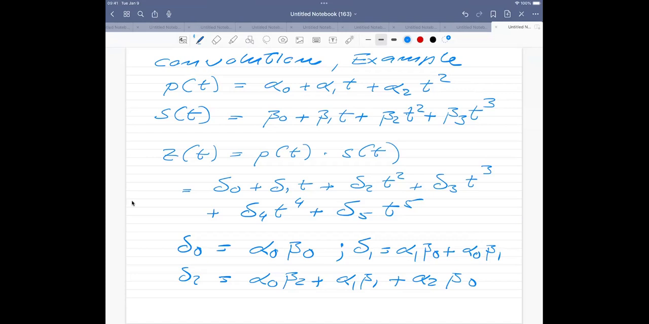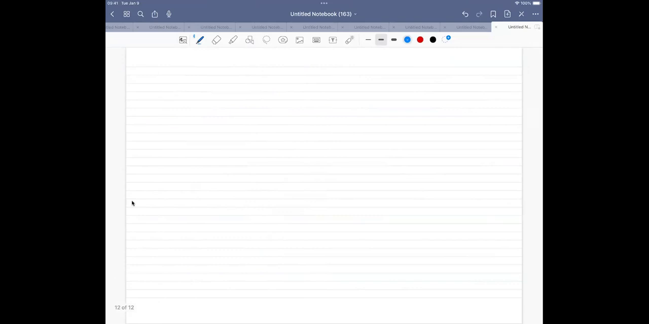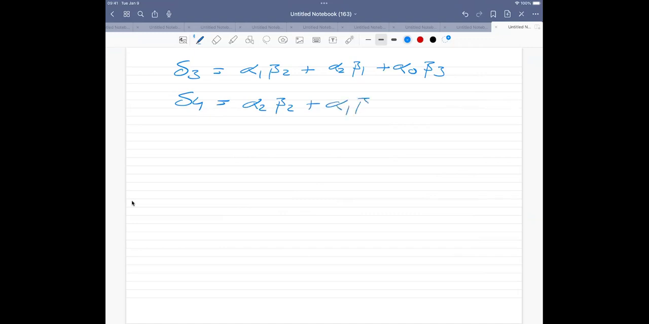Then if I continue now with delta 3, delta 4, and delta 5, it should be pretty obvious what these look like. Is it okay if I just switch? Has everybody gotten it? So if we have a delta 3, which is now given by alpha 1 times beta 2, plus alpha 2 times beta 1, plus alpha 0 times beta 3. And then I have a fourth order term, which goes like alpha 2 times beta 2 plus alpha 1 times beta 3. And then finally, we have alpha 2 times beta 3.